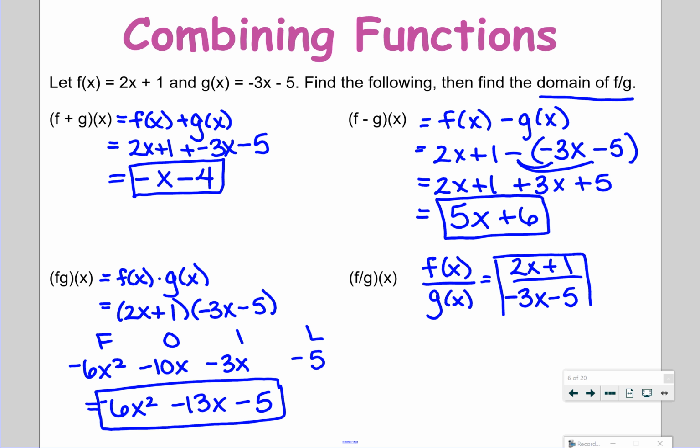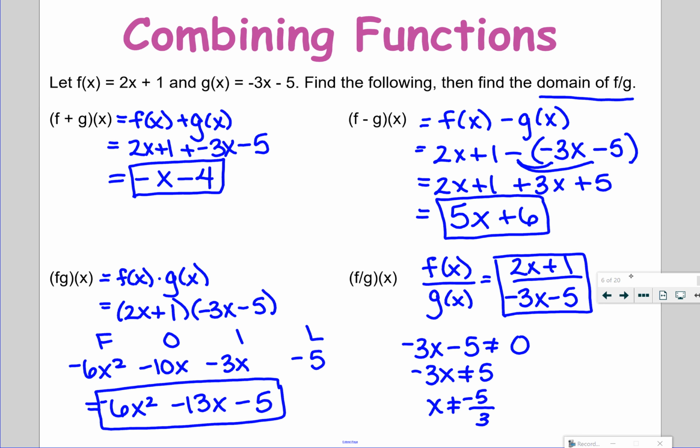Now if we want to find the domain of that, remember we can't have a 0 in the denominator. So we're going to take negative 3x minus 5, say that can't equal 0, and solve for x. So I'm going to add 5 and divide by negative 3. This is telling me x cannot equal negative 5/3. So one way to say this is you could say the domain is all real numbers except negative 5/3, or you could put that in interval notation. That would look like negative infinity to negative 5/3, both with parentheses, and then negative 5/3 to positive infinity. Everything except negative 5/3.